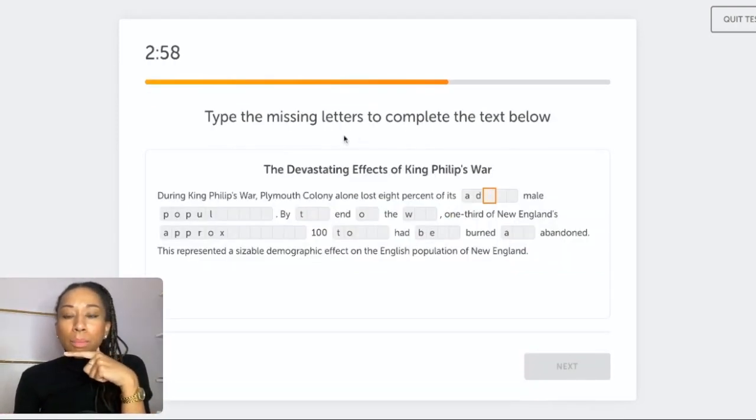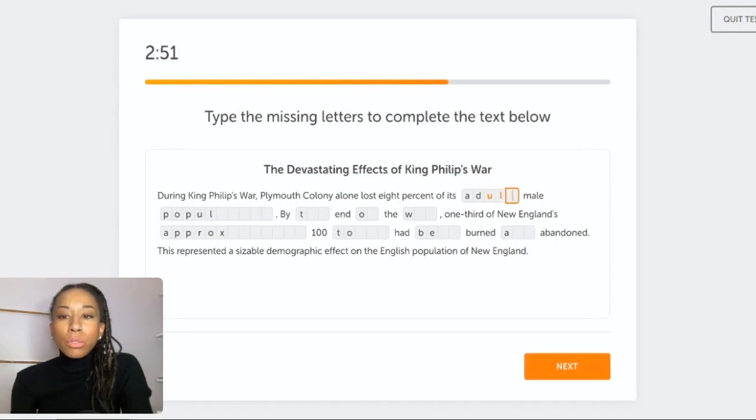Type the missing letters to complete the text below. During King Philip's War, Plymouth Colony alone lost 8% of its adult male population. It's not popular. Adult male populus. I don't know what it is. Adult male. If it's not population, I don't know what it is.